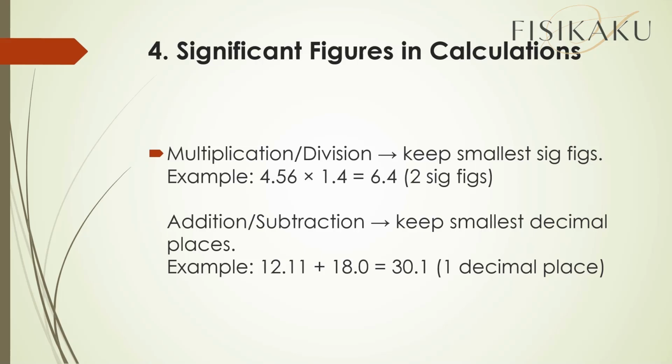For addition and subtraction, the rule is slightly different. For example, 12.11 plus 18.0 equals 30.11. But since 18.0 has only one decimal place, the final answer must also have one, so the result is 30.1.